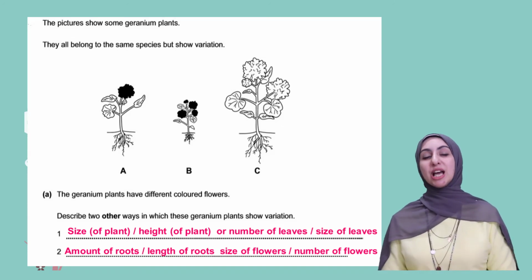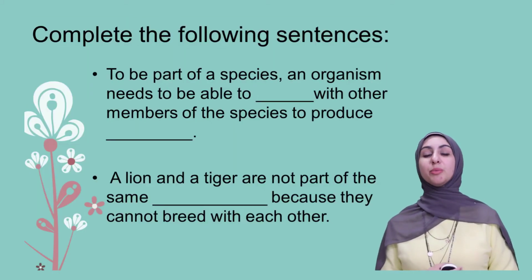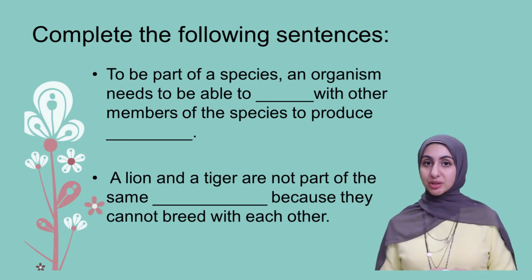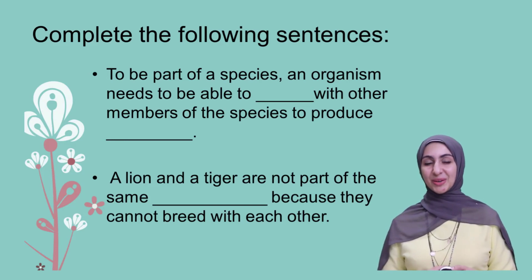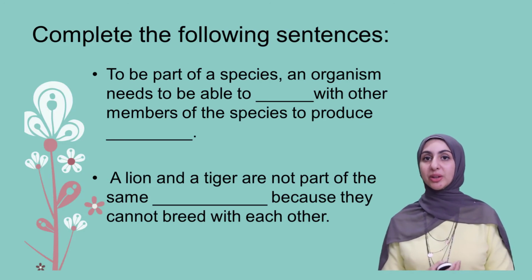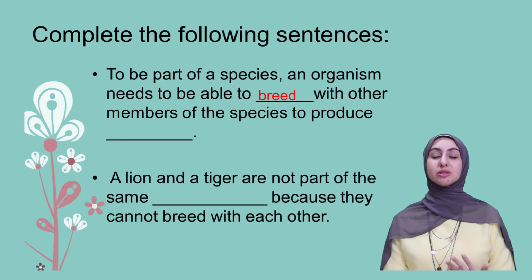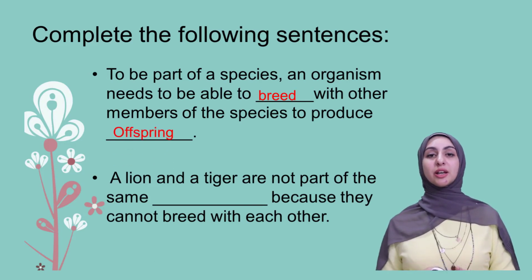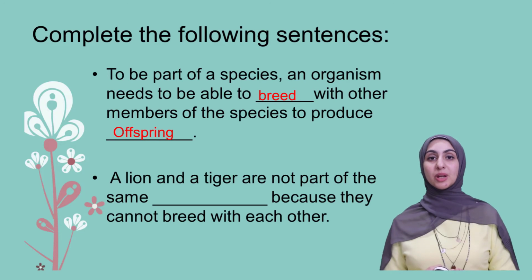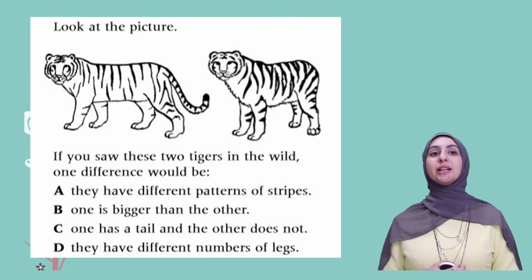Complete the following sentences. To be part of a species, an organism needs to be able to, with other members of species, to produce. Okay, think. Yes, to be able to breed with other members of species to produce offspring, or you can write to produce fertile offspring. A lion and a tiger are not part of the same species because they cannot breed with each other.